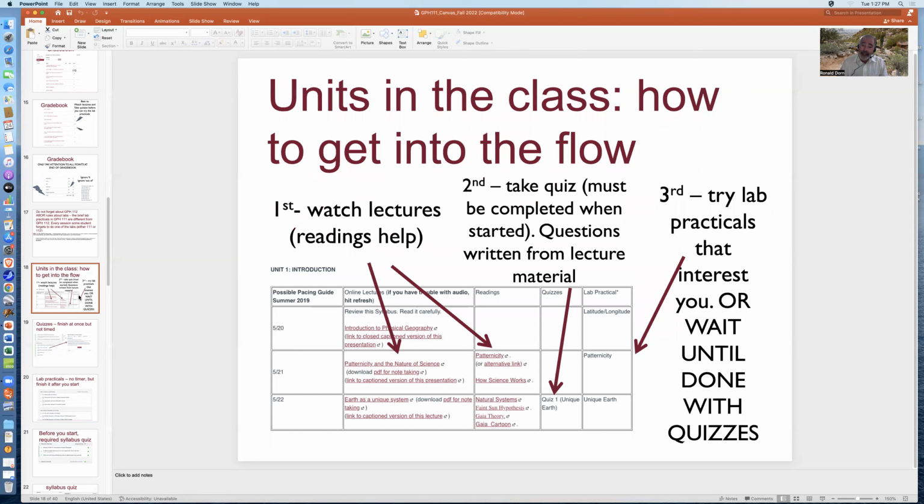So let me explain how you can get into the flow of the class. You watch the lectures, and then you take the quiz. I have 2 strategies that I'm trying to explain again. You can go through all the lectures and the quizzes, or you can go laterally, where you watch the lecture, take the quiz, and then you do the lab practical. See what works best for you.